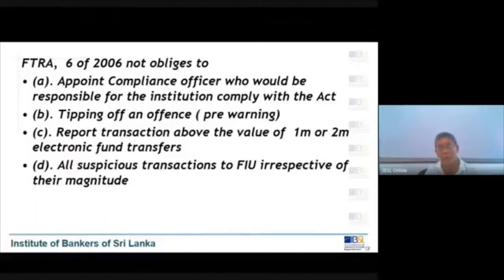Appoint a compliance officer who would be responsible for the institution to comply with the act. Yes, that is also correct. Not obliged, no?